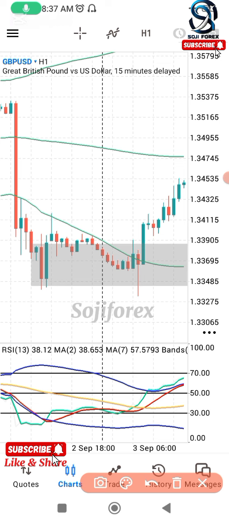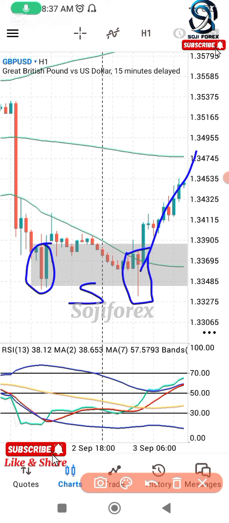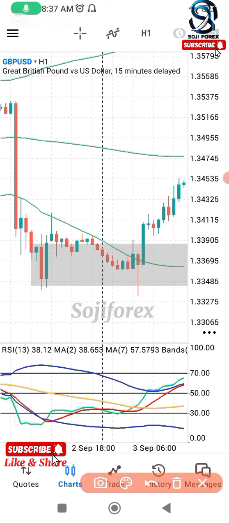So you can see this is the first test of the zone. So if you have marked here as your support zone, when price came, it gave us this pin bar, and that is why it bought, not in isolation, because this is a support zone. Because price already left here the first time it came to retest it, and then gave us this confirmation.